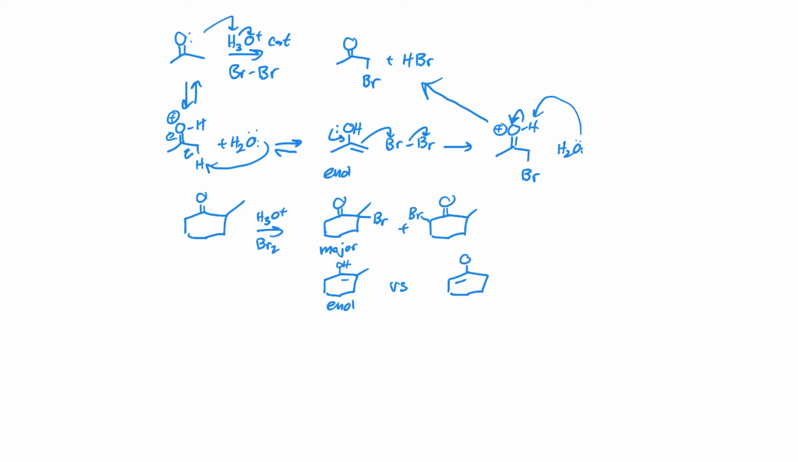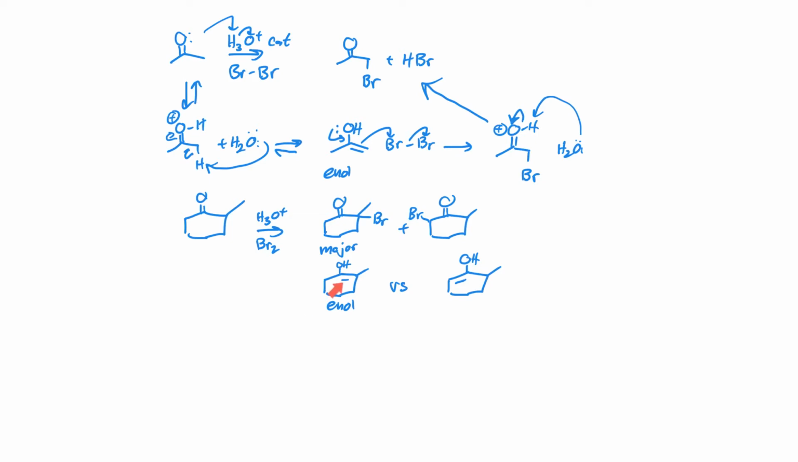this enol. This enol is basically a tetra-substituted alkene, whereas this enol is a tri-substituted alkene. So this is the more stable intermediate that's going to form fastest under our acid-catalyzed conditions with this unsymmetrical ketone.